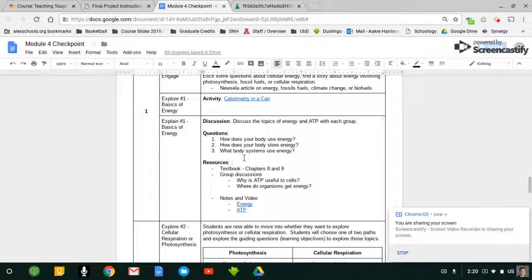So I give them the resources. I tell them, okay, we're looking at the textbook. You need to look in chapters 8 and 9 of the textbook. I'm going to be walking around the group discussions, and I'll be talking to them. Why is ATP useful to cells? Where do organisms get energy?